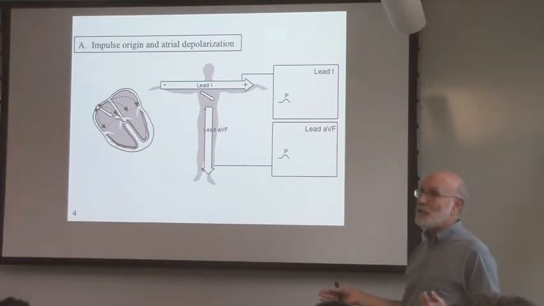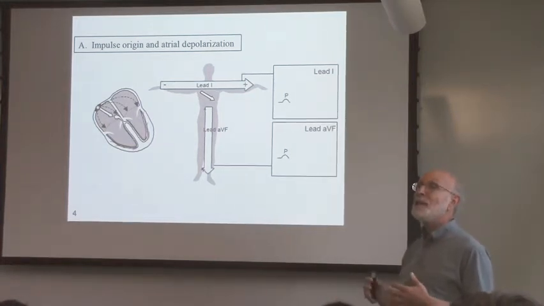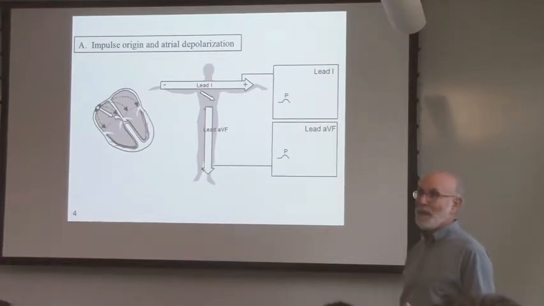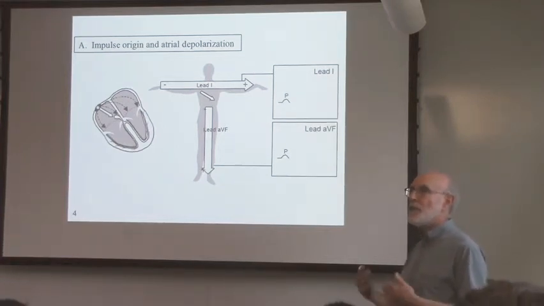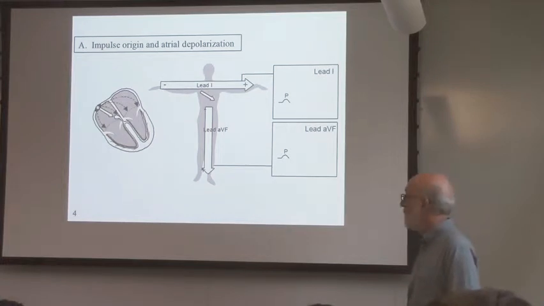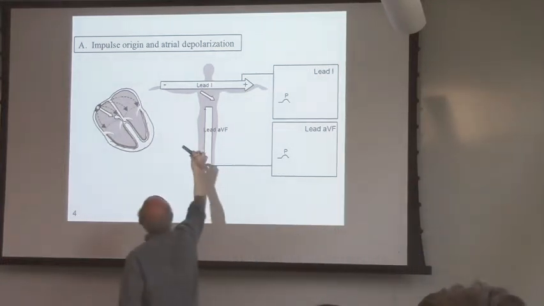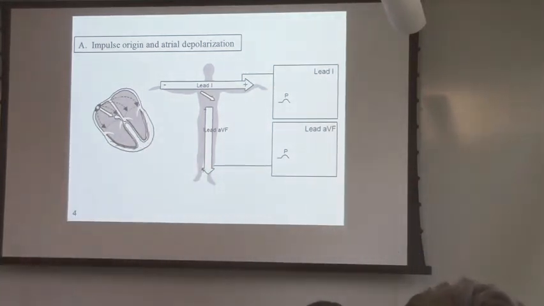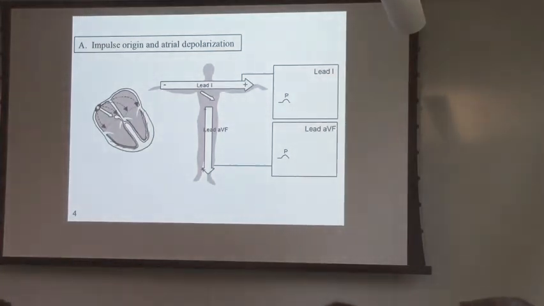That doesn't mean the P wave's not happening. That doesn't mean atrial depolarization is not happening. It means that atrial depolarization is invisible to lead 3 in this case. There's the signal, perpendicular-ish to lead 3. Everybody with me?